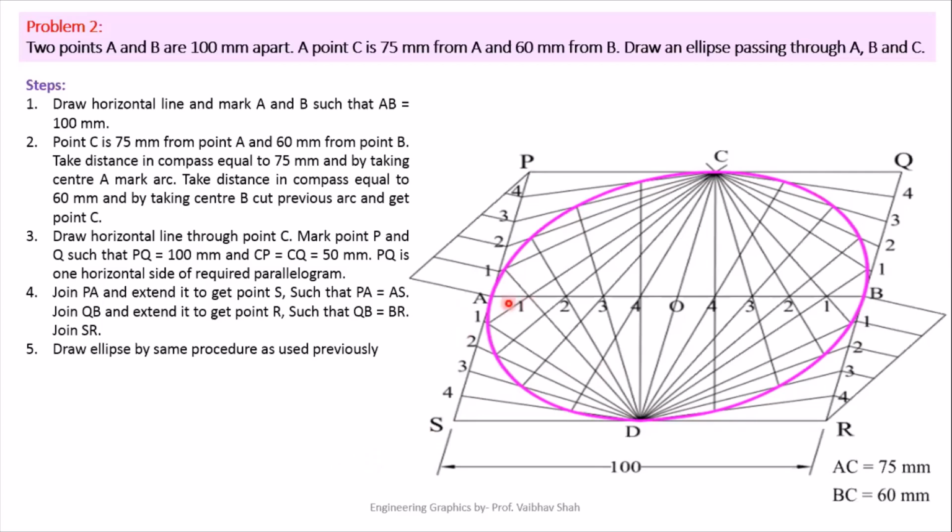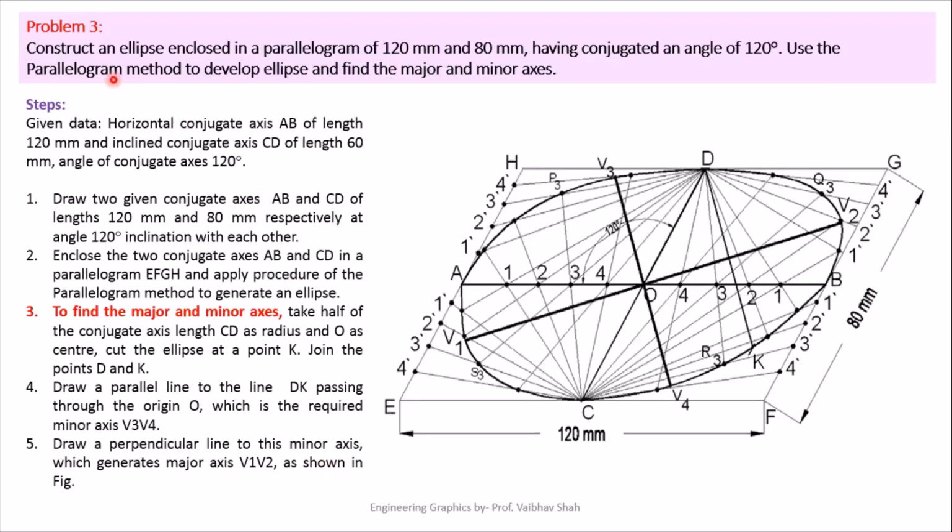Now, once again, these AB and CD here are not specifying the major axis and minor axis of an ellipse. How to find the major axis and minor axis we'll learn in a subsequent example. So let us move to one more example, problem number three.